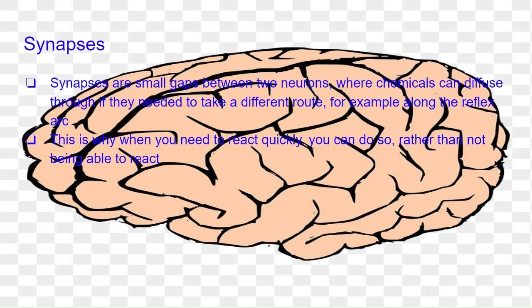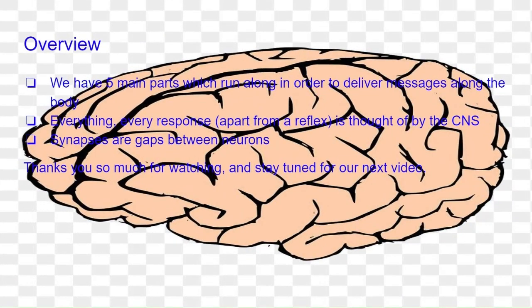So a synapse, or synapses, are gaps between neurons to provide alternate routes for the chemicals to diffuse across. And you may need this, as I mentioned before, if you're in a situation where you can't respond very slowly. So your sympathetic nervous system takes control of your body, and when something happens, you don't really need to think about it. An overview. We have 5 main parts which run along in order to deliver messages along the body.